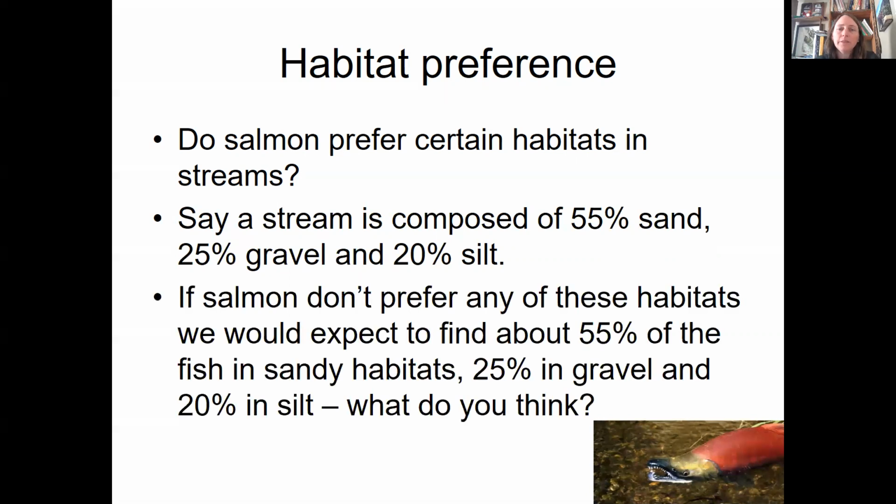Okay. Then if salmon have no preference for any of these habitats, you would expect to find about 55% of the salmon in the sandy habitats and 25% of the salmon in the gravelly habitats and 20% in the silty habitats, right? They'd just be randomly cruising around across all the different habitats, showing no preference. Does that make sense? Okay.